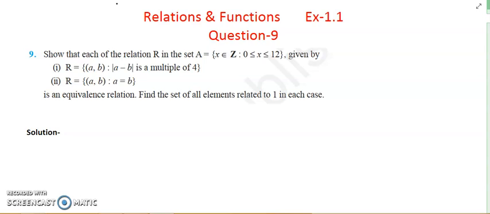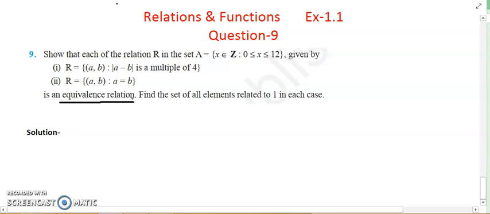Hello student. So let's discuss question number 9 of exercise 1.1, and this question is very important from the examination point of view, and two times this question has been repeated in the board examination. Okay, and the second thing, in this question you have to prove the relation is an equivalence relation.